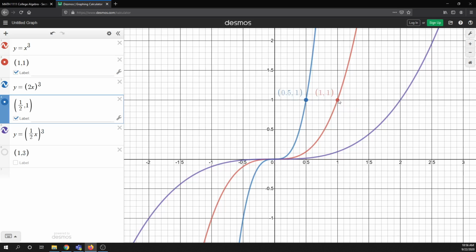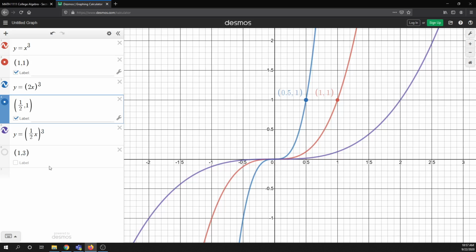So this red point right here, this point on the graph of the original, to figure out where it goes, you would divide the 1 by whatever the k is. In this case, you would get 0.5.